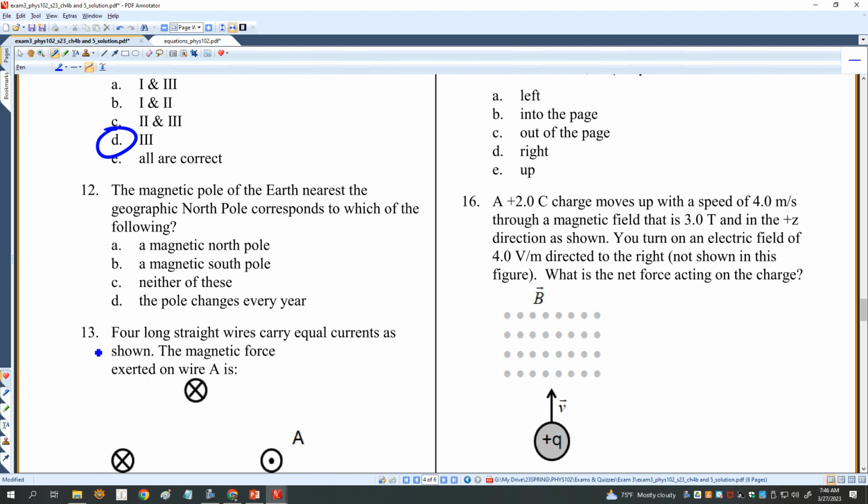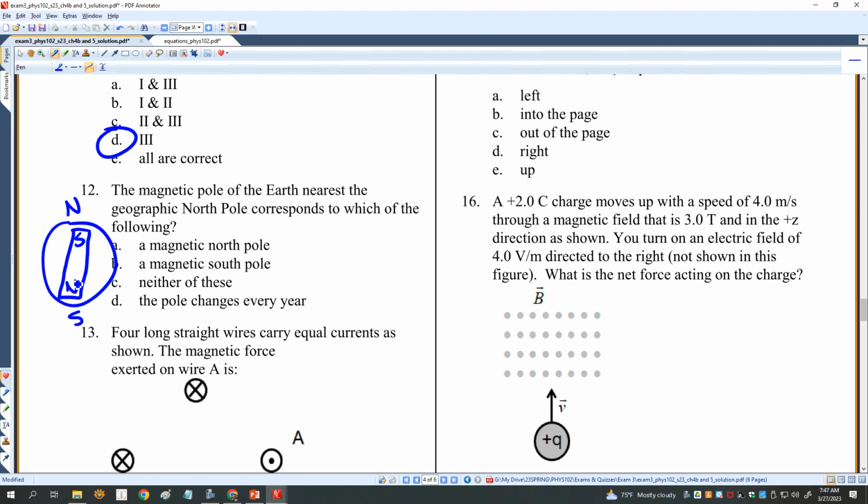Magnetic North Pole of the Earth, nearest the geographic North Pole corresponds to which of the following? All right, so remember the Earth, if this is the north, this is the south, if I imagine that there is a bar magnet in the Earth, that bar magnet is actually opposite the geographic pole.